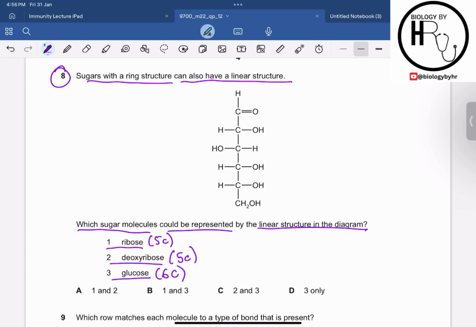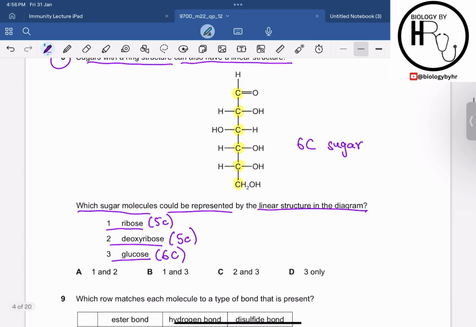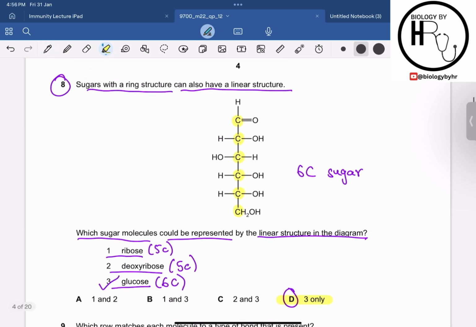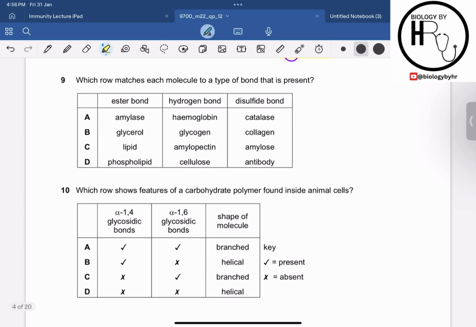So let's count the number of carbons given in the structure: 1, 2, 3, 4, 5, 6. So it can be clearly concluded that it is a 6 carbon sugar. So it can be none other than glucose. So hence the correct answer to this question would be option D, 3 only, which is glucose. I hope that this MCQ is clear to all of you. Let's move on to question number 9.